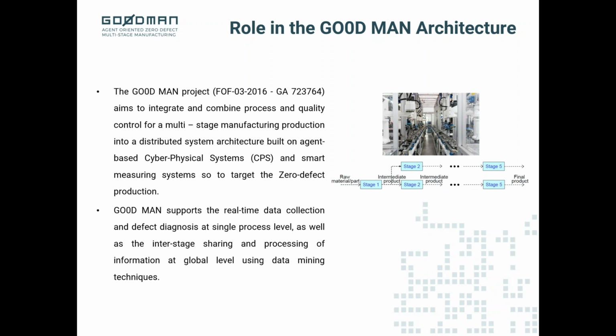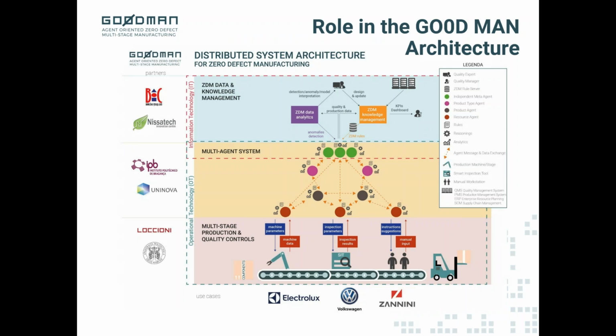Within this context, the GO0DMAN project is implementing in a multi-stage manufacturing production line a distributed system architecture built on a joint use of agent-based cyber-physical system and smart inline quality control system. The GO0DMAN architecture has been designed to demonstrate that cyber-physical systems are the key technology to reach the zero-defect target aimed by the manufacturing field.